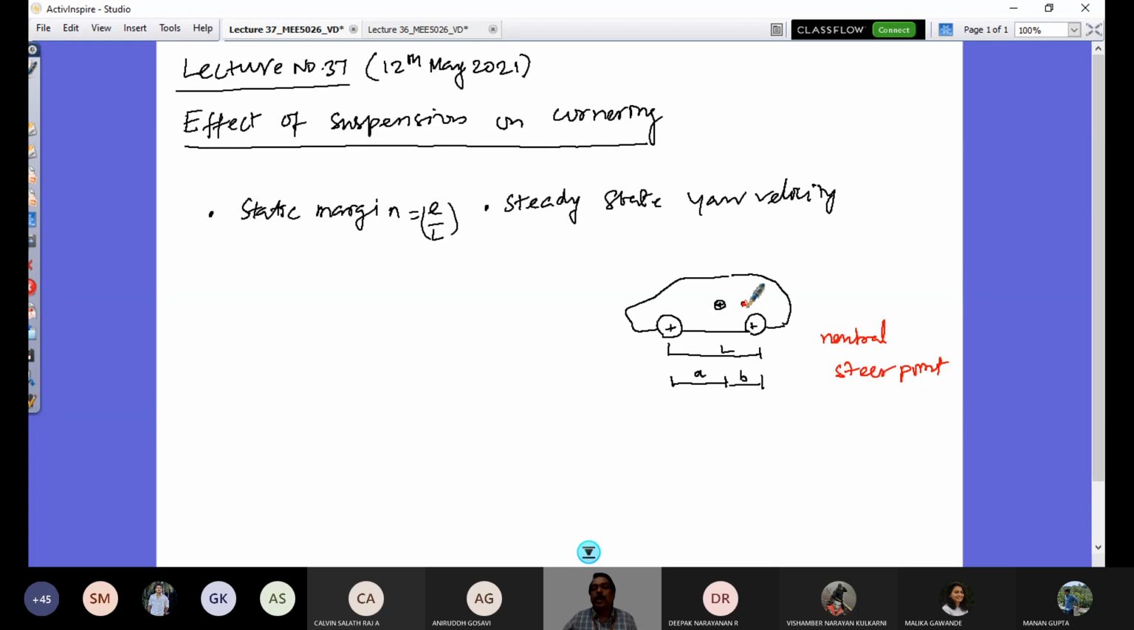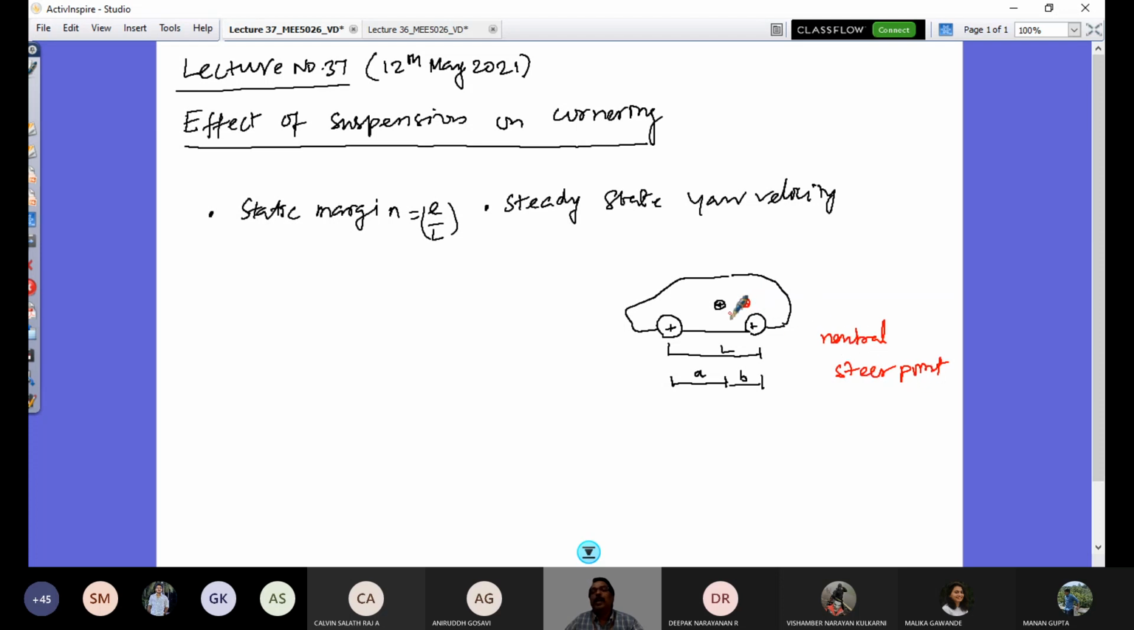So what is the neutral steer point? How do you understand it? The neutral steer point is the point where a side force acting on the vehicle will not produce steady state yaw velocity. That is how you should understand it. If a vehicle goes straight on a highway and there is a side force acting at a point on the vehicle, and its resultant at that point will not produce any steady state yaw velocity, that point is called the neutral steer point.